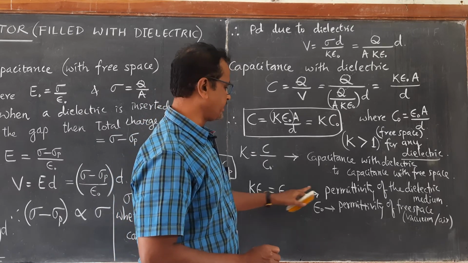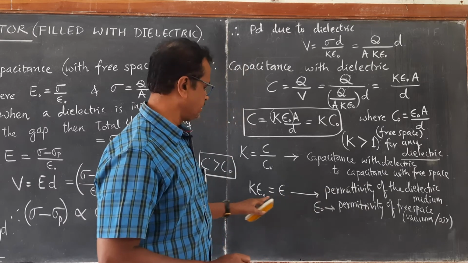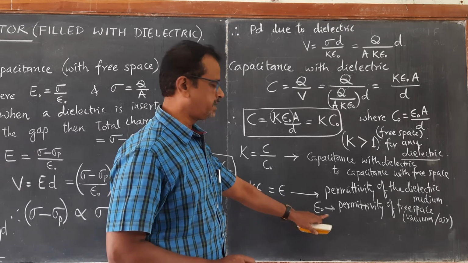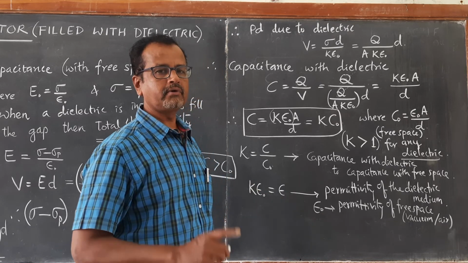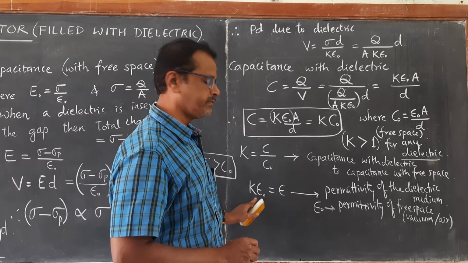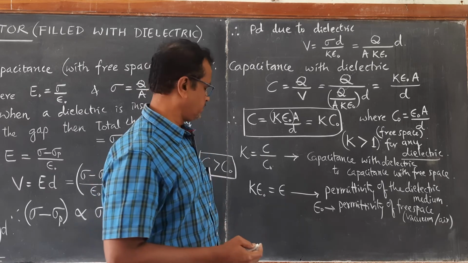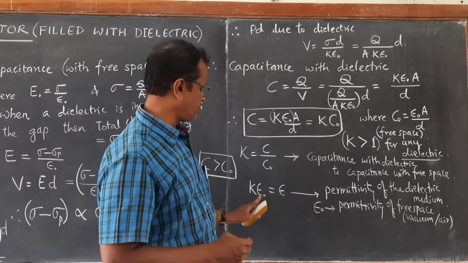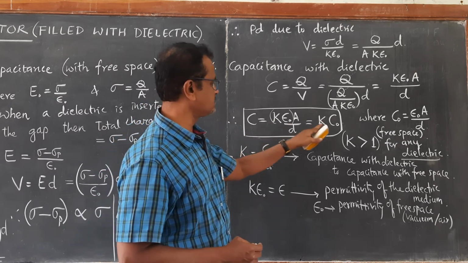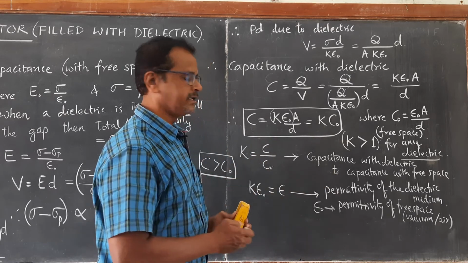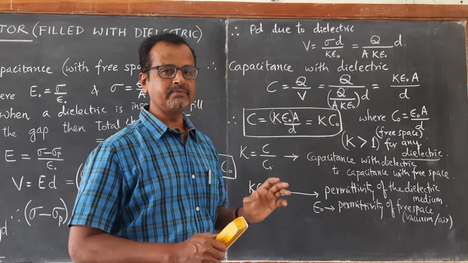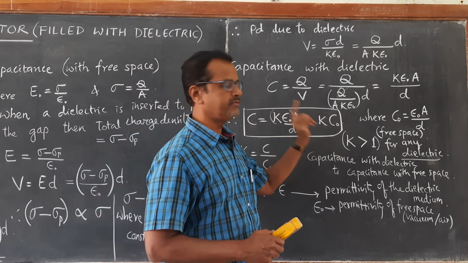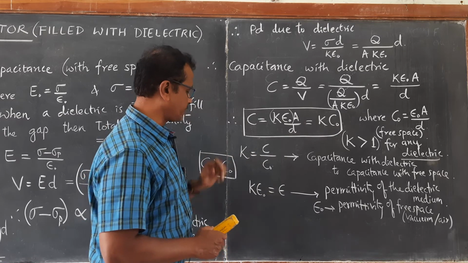Definitely, this permittivity of the dielectric epsilon is greater than epsilon naught. We know its value, epsilon naught is 8.854 into 10 to the power of minus 12. So, K will be always greater than 1. Therefore, epsilon will be always greater than the value of epsilon naught. Therefore, when C is equal to K times C naught, definitely capacitance with dielectric medium is of a very high value compared to capacitance with free space. This is how we can define.